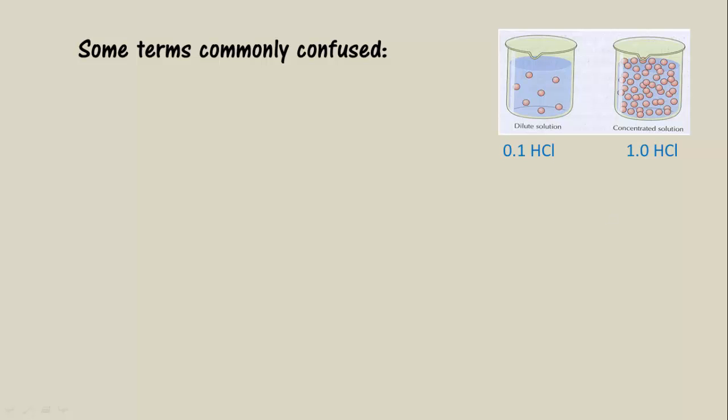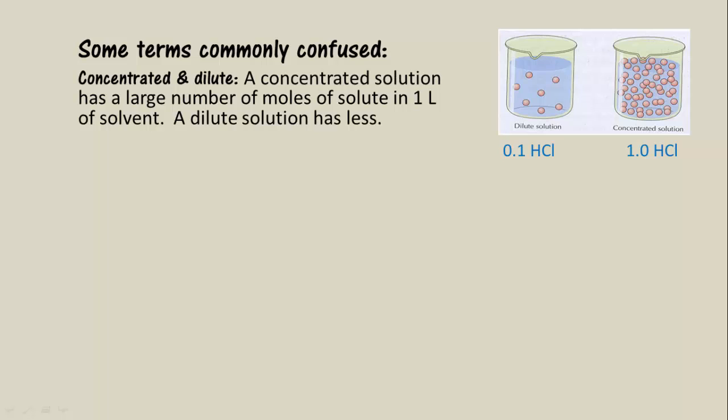Let's begin by reviewing a few key words that are a source of common misconception. Firstly, concentrated and dilute. A concentrated solution has a large number of moles of solute dissolved in 1 litre of solvent, whereas a dilute solution has less. So this beaker is more concentrated as there are more particles in the same volume, and this beaker is more dilute.